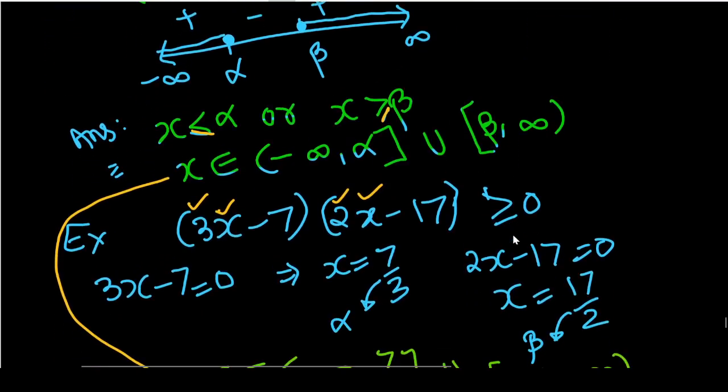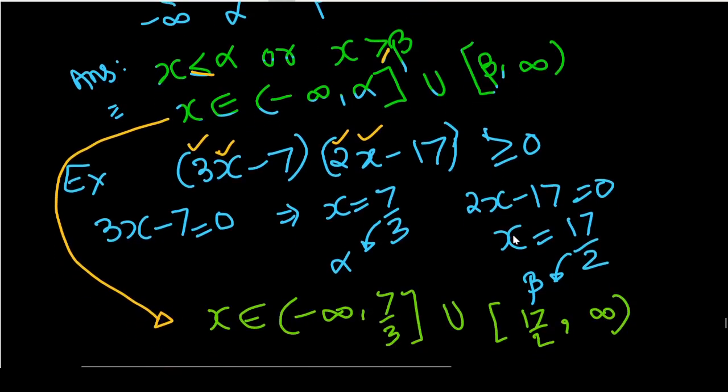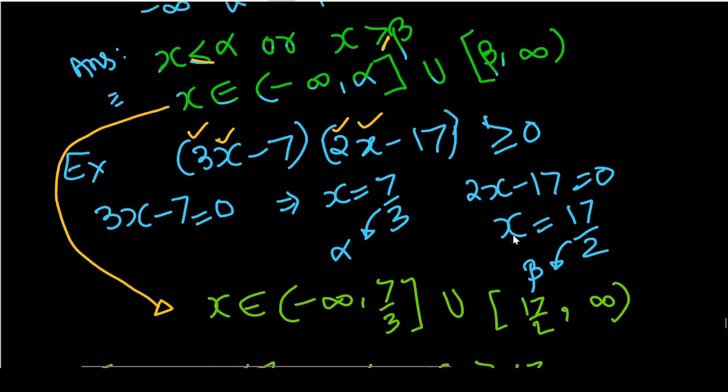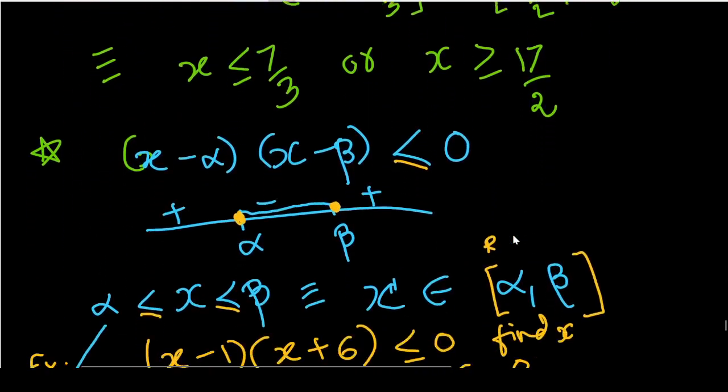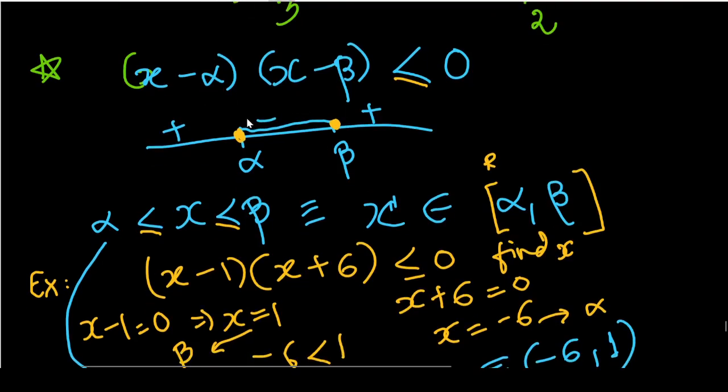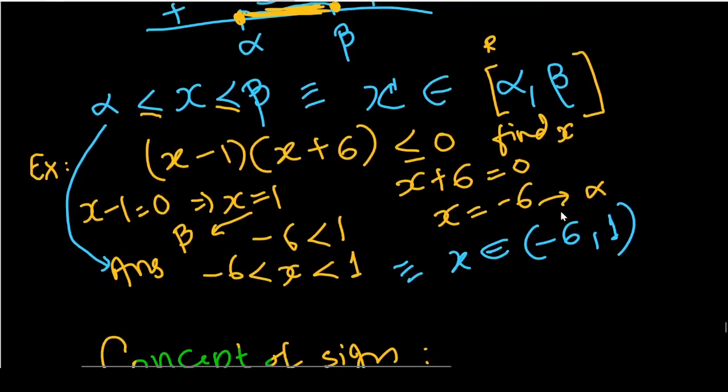Now, this was method 1. In a similar way, for less than or equal to 0, we took the interval from alpha to beta, which we wrote as x greater than or equal to alpha and less than or equal to beta, or x belongs to the closed interval alpha comma beta. Okay, so we did one example followed by that.